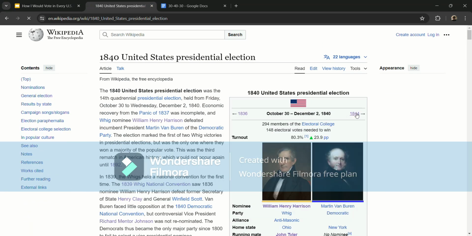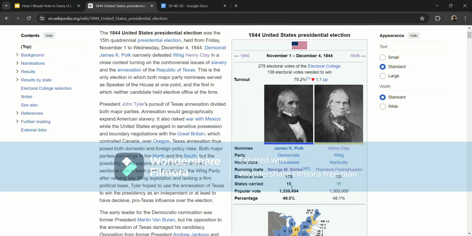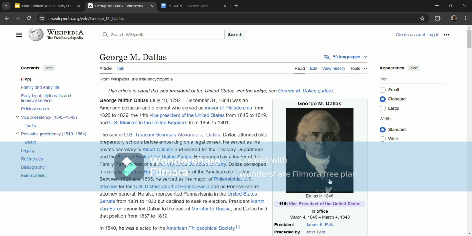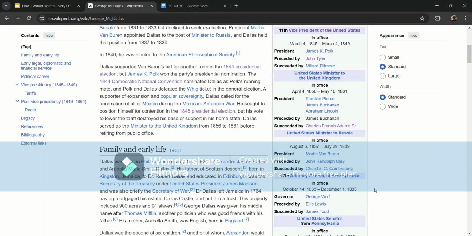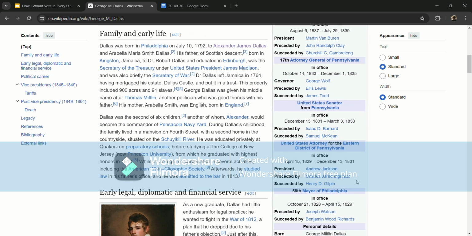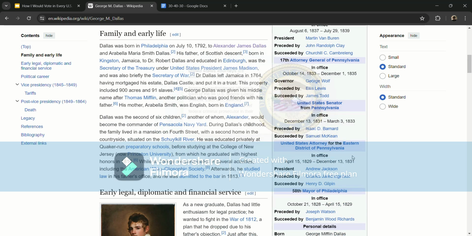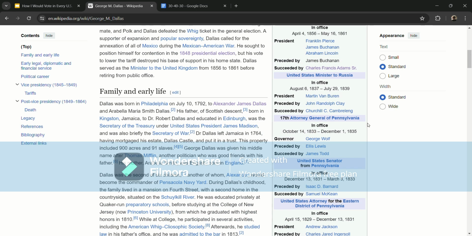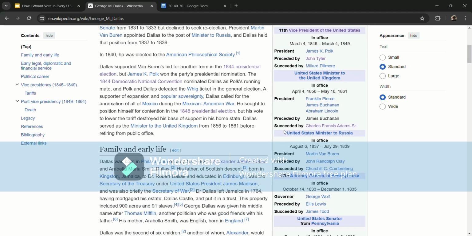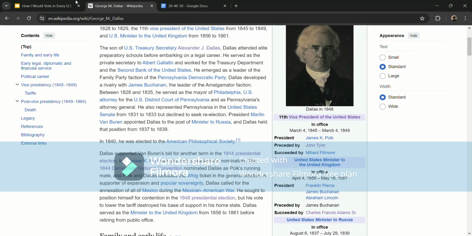Of course, George M. Dallas, very briefly was a senator for his home state of Pennsylvania for about 2 years. Was mayor of Philadelphia. He was a district attorney, Attorney General, and of course a little bit of diplomatic experience, minister to Russia, so a little bit of good experience here and there.